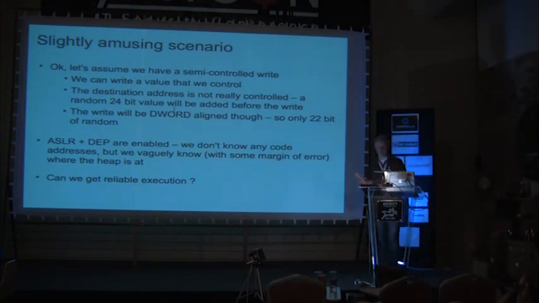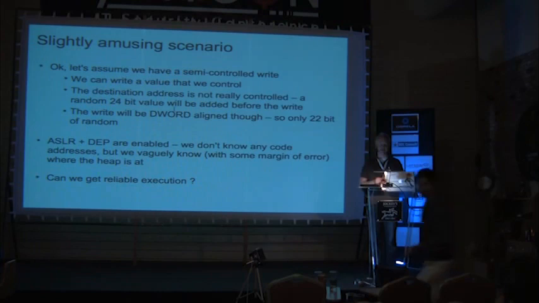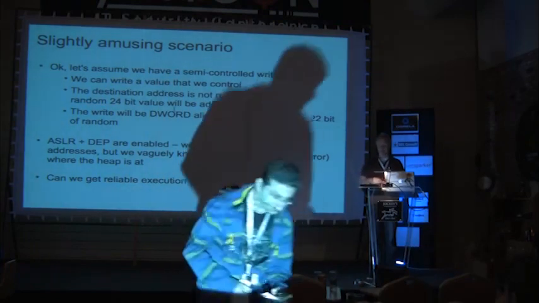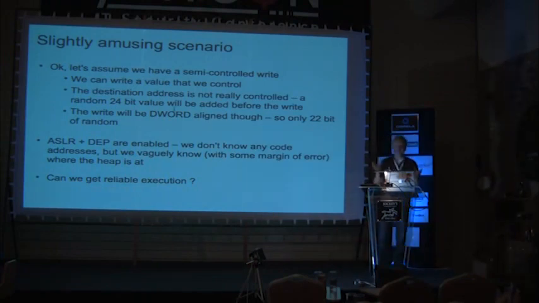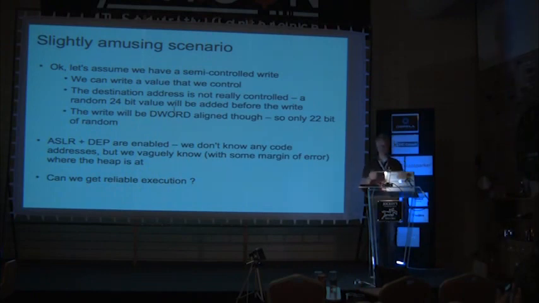So what's happening is, let's say we have a write that we can control, but only slightly. Meaning the destination address, we can control it, but there will be a 24-bit random value essentially added to it every time we run the application. So it'll crash somewhere in memory, but we can't really say where. We control the value that is being written, but we can't really control the location. Another thing is the write itself is double word aligned, so you only have about 22 bits of randomness. And you have to attack something that is ASLR'd and DEP'd.